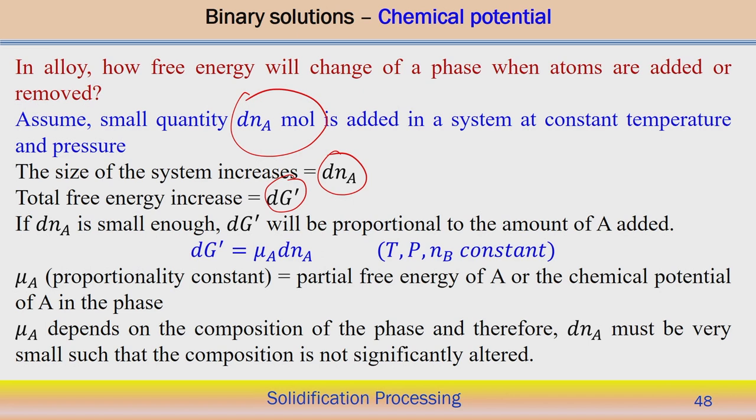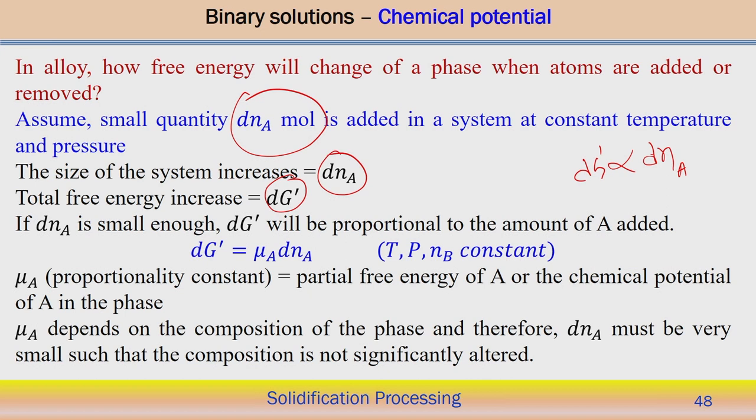Therefore, dG' will be proportional to the amount of A added. Since it is a small quantity, the increase of the Gibbs free energy is proportional to the quantity of atoms added to the solution. Here we can see that dG' equals mu_A times dn_A. This mu_A is known as the constant of proportionality. It is equivalent to the partial free energy of A, or the chemical potential of A in this particular phase.